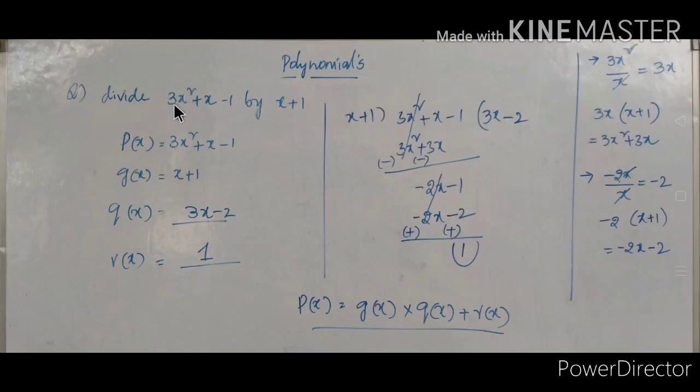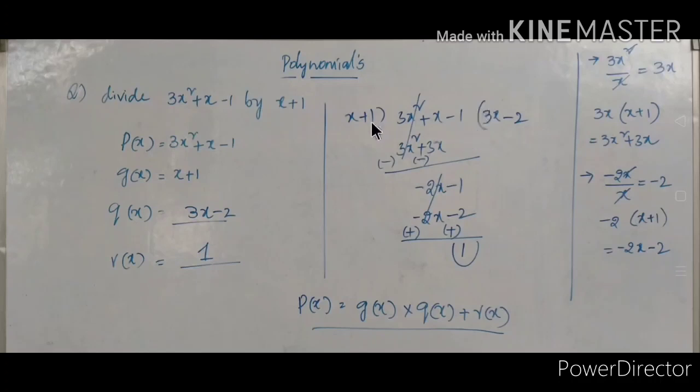Our next question: divide 3x square plus x minus 1 by x plus 1. This is p of x, 3x square plus x minus 1. This is g of x, x plus 1. Our first step: divide the dividend's first term by the divisor's first term, that is 3x square by x. So that is equal to 3x. It becomes the first term in your quotient.